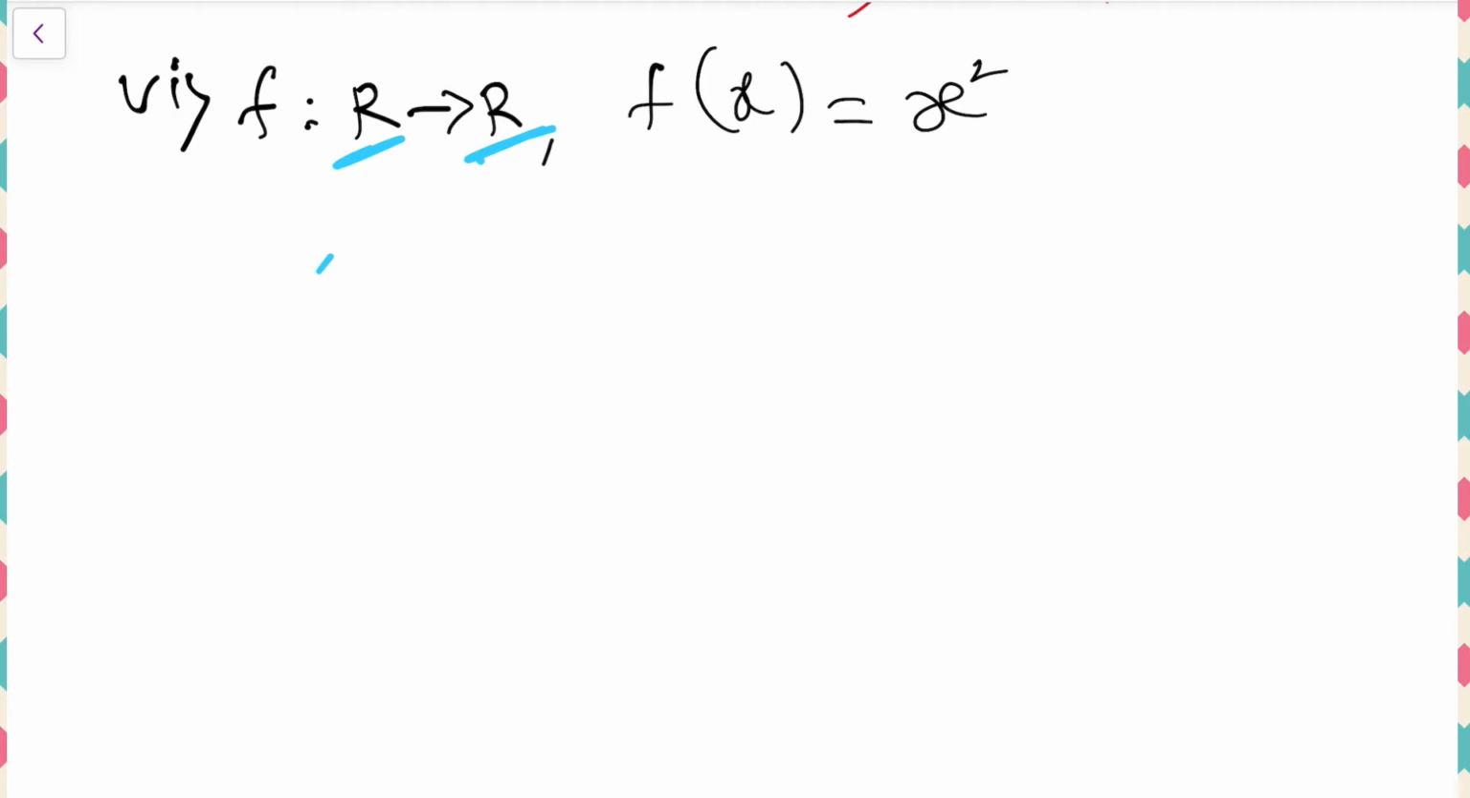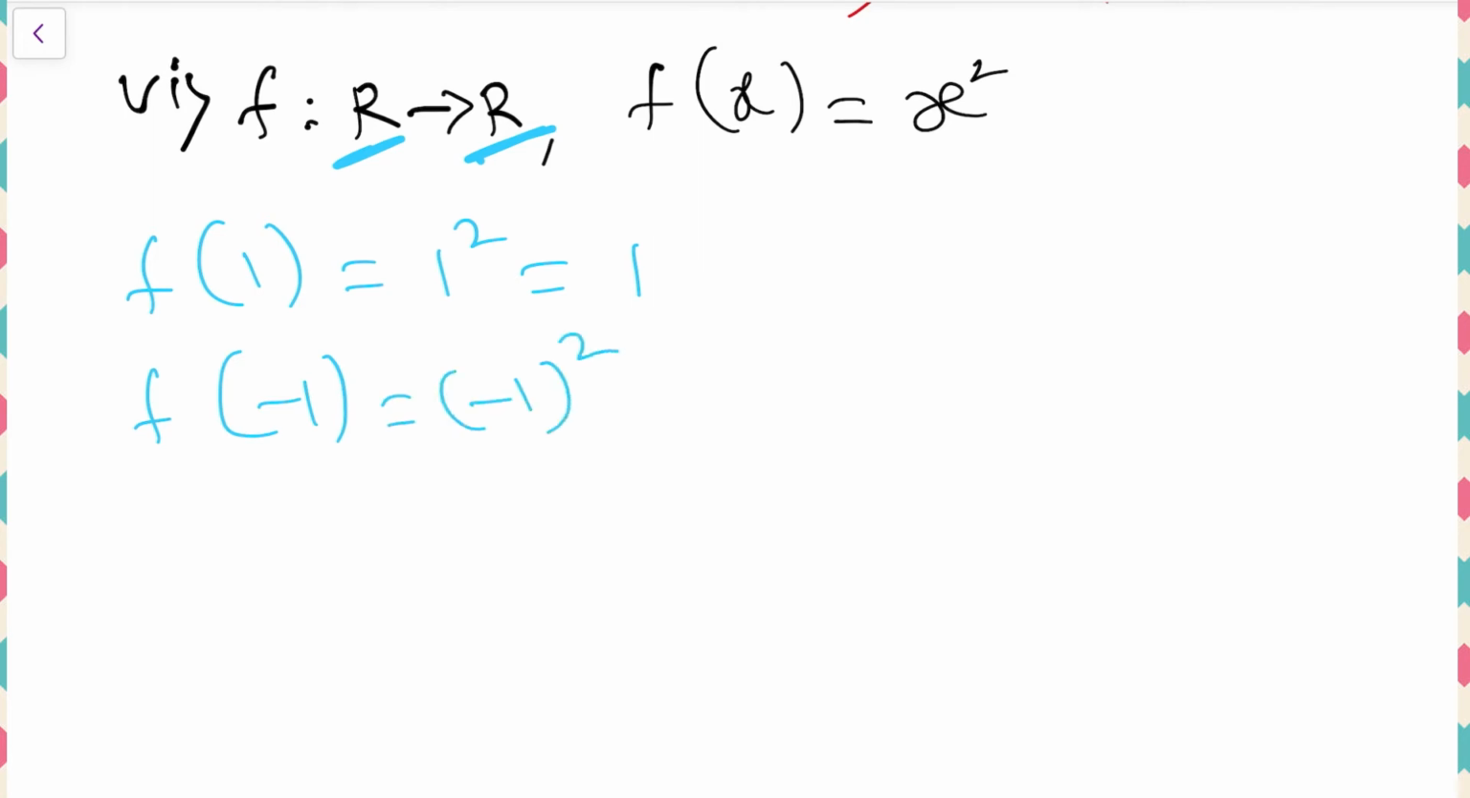Now let us check once. F of x is equal to x square, so I am substituting plus 1. F of 1 is equal to 1 square, that is nothing but 1. I am substituting f of minus 1, that is nothing but minus 1 whole square, which is nothing but plus 1 again. When we substituted plus 1, we got the answer plus 1. When we substituted minus 1 also, we got the answer plus 1. So for both the elements 1 and minus 1, we have the same image 1. So this is not one-one.